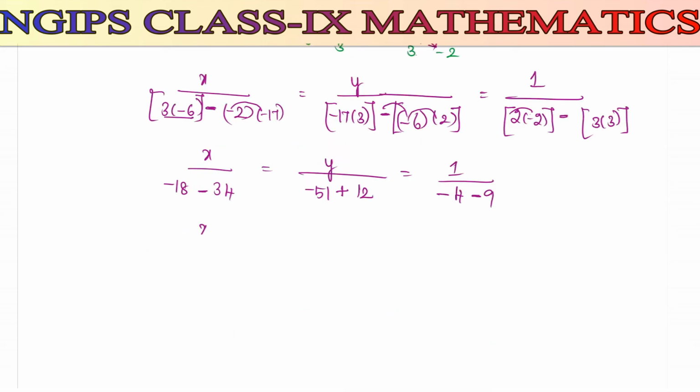Further if we simplify this, x divided by minus 18 minus 34, it is minus 52, is equal to y divided by minus 15 plus 12, the value is minus 39, is equal to 1 divided by minus 4 minus 9 is minus 13. Now after finishing this, first I am going to consider the x value.